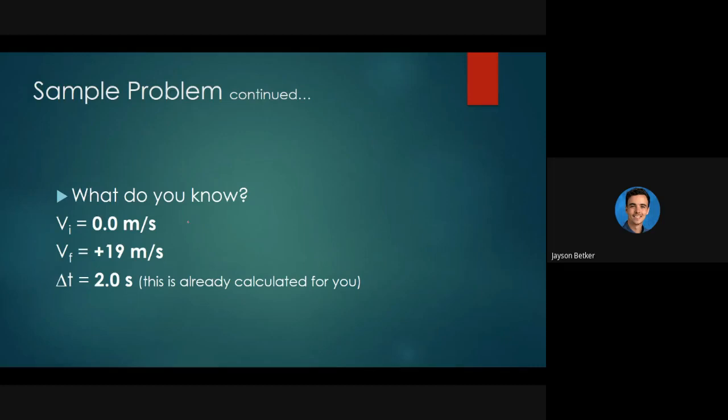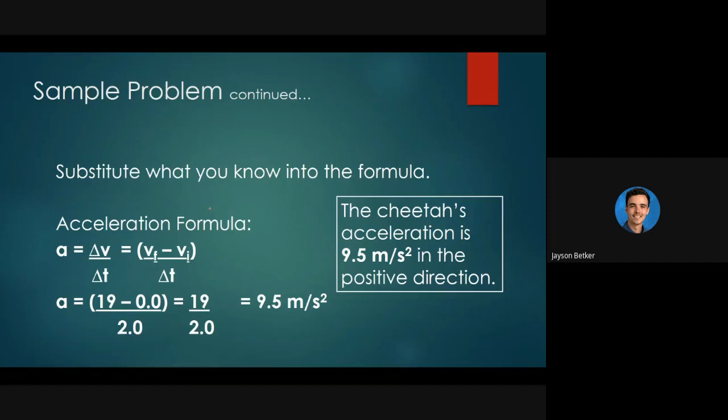So we take our formula. A equals delta V over delta T. So Vf minus Vi over delta T. Vf was 19, Vi is 0, and the time interval was 2 seconds. So 19 divided by 2 gives us 9.5 meters per second squared. That's what the cheetah's acceleration was in the positive direction.